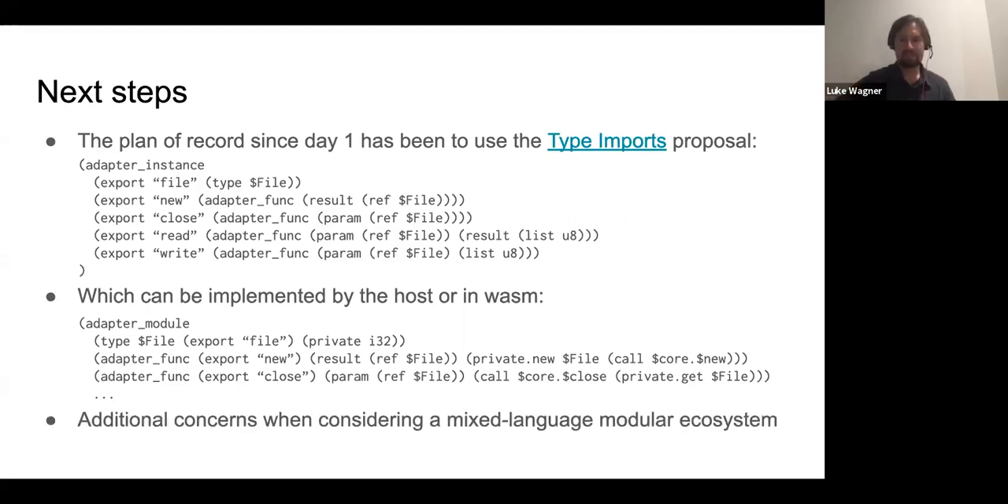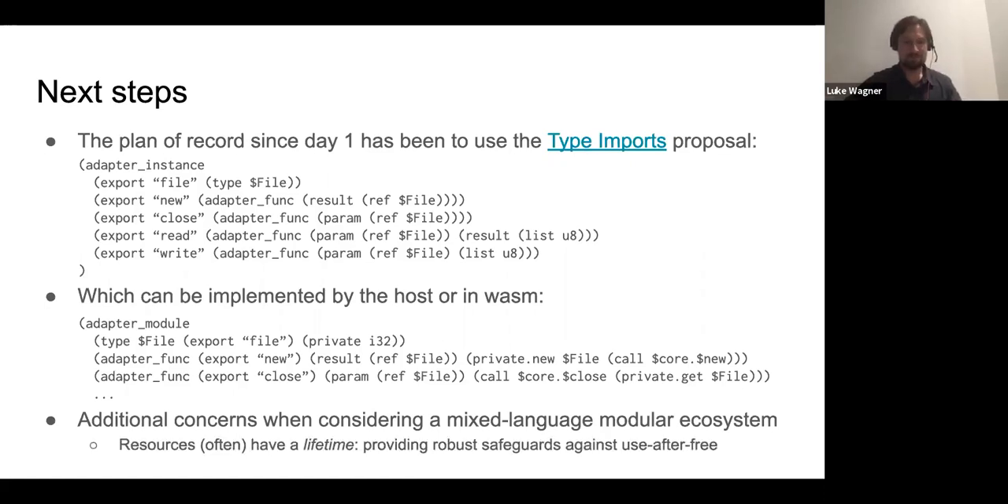But I think that's not the end of the concerns. I think there's more concerns that we need to think about, particularly when you have a mixed language modular ecosystem where some of the modules use linear memory and some of them use GC. First of all, to observe, resources usually have a lifetime. And I think it's important to provide robust safeguards against use after free.